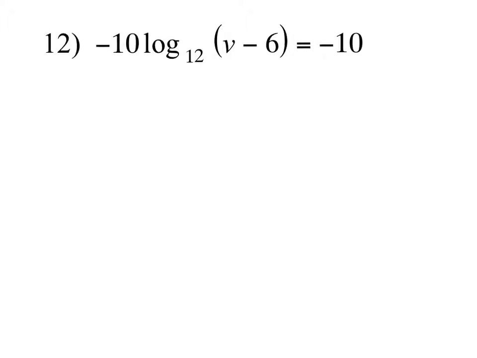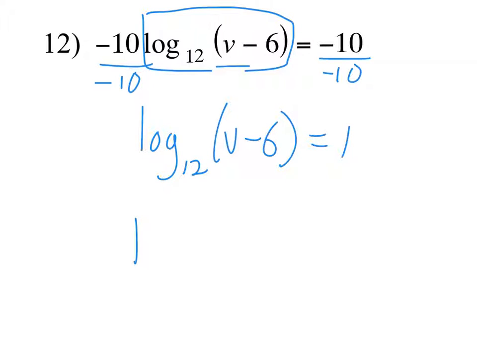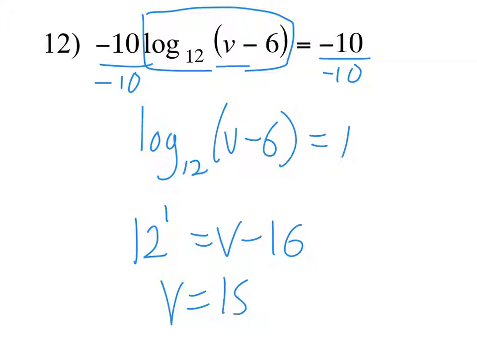For number 12, we are looking at a log equation. I'm going to get the log by itself. There's only 1 in here. Then I'm going to convert to exponential. Start by dividing both sides by negative 10. And I get log base 12 of v minus 6 is equal to 1. Convert to exponential. 12 to the 1 is equal to v minus 6. v is equal to 18. If I plug that back in, we get v minus 6, so 18 minus 6 is 12. Log base 12 of 12 is 1. Negative 10 times 1 is negative 10.